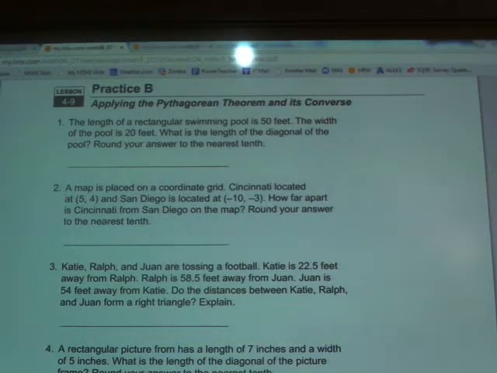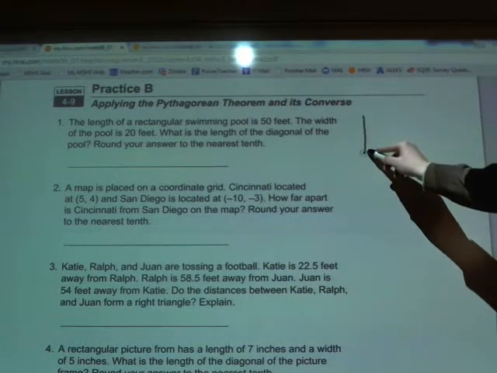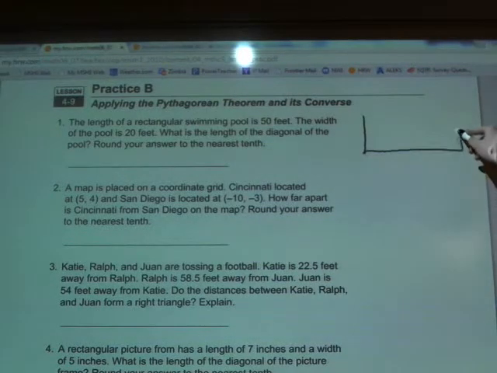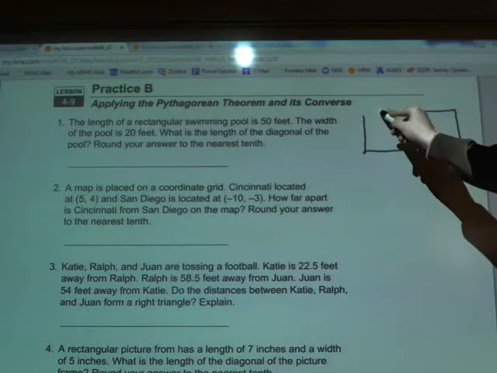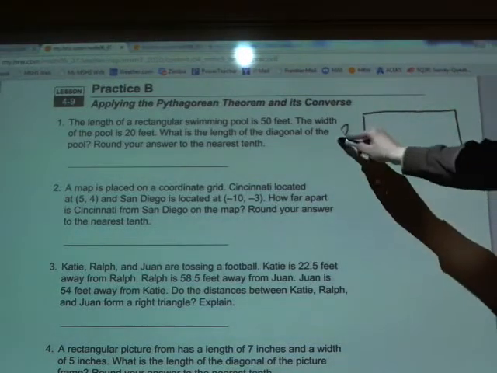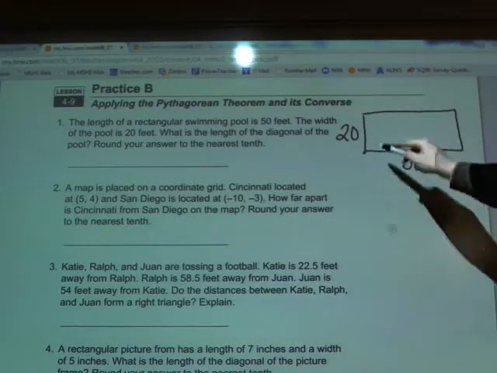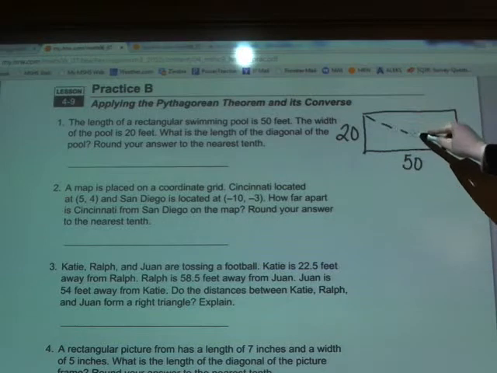Number 1 says the length of a rectangular swimming pool is 50 feet and its width is 20 feet. What is the length of the diagonal of the pool, rounded to the nearest tenth? So we've got our rectangular swimming pool. Width is 20, length is 50, and they want us to state how long the diagonal is.